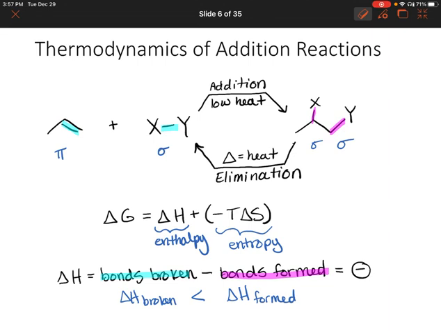Okay, what about entropy? Is entropy increasing or decreasing in this addition reaction? And remember, entropy is somewhat equivalent to disorder. So is disorder increasing or decreasing? It's decreasing, right? We have 2 moles of reactants and only 1 mole of product. So we're really increasing the order here. So things are becoming more ordered, less disordered. And if disorder is decreasing, will delta S be positive or negative? Negative, because it's decreasing.